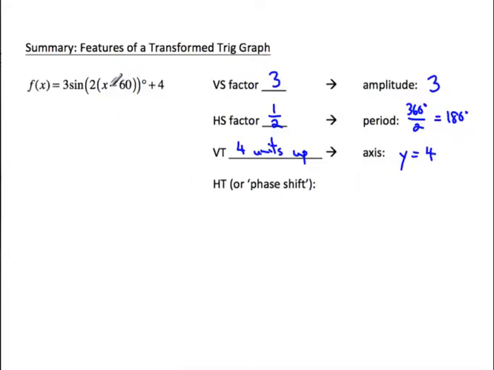And coming back now, we've replaced x with x minus 60 degrees. That means that we have a phase shift of 60 degrees to the right. So that's an introduction to transforming trig graphs. In the next video, we'll look at how to graph functions that have multiple transformations like this applied to them.